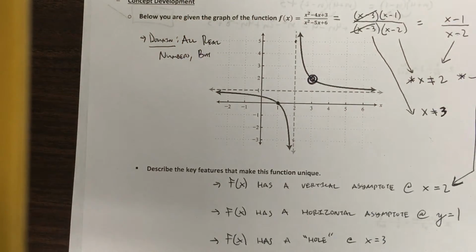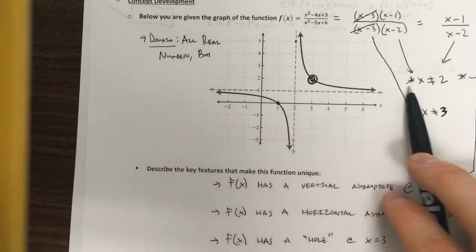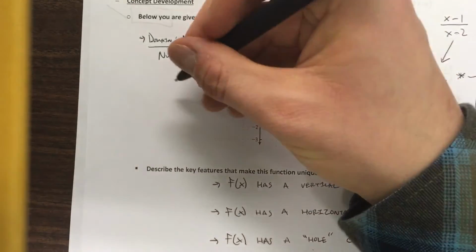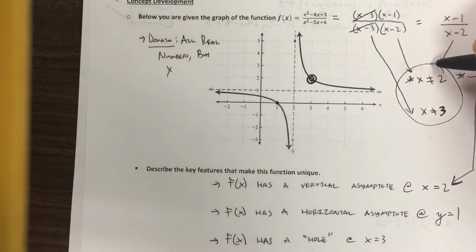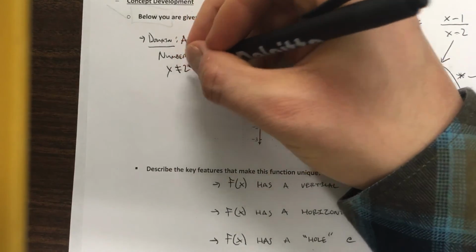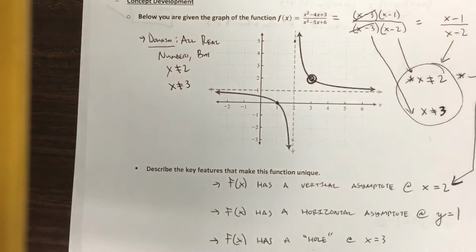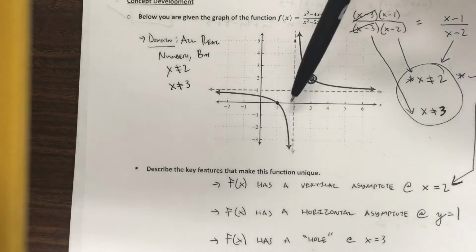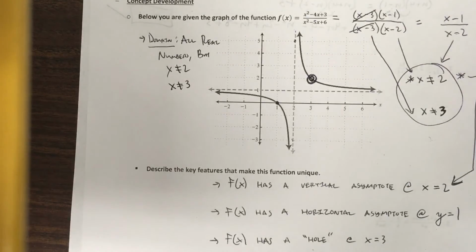But you can take every single real number except for here at 2 and 3. x cannot equal 2, x cannot equal 3. So our domain is similar to what it's been in the past, but it can't take 2, it cannot take 3.